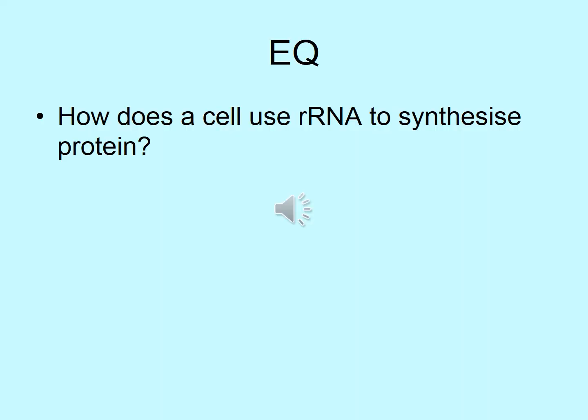Okay, so today's EQ is how does a cell use rRNA, or ribosomal RNA, to synthesize protein? So we're going to go over how a cell actually uses the information from the DNA that has been taken out by the mRNA and turns that into a protein.